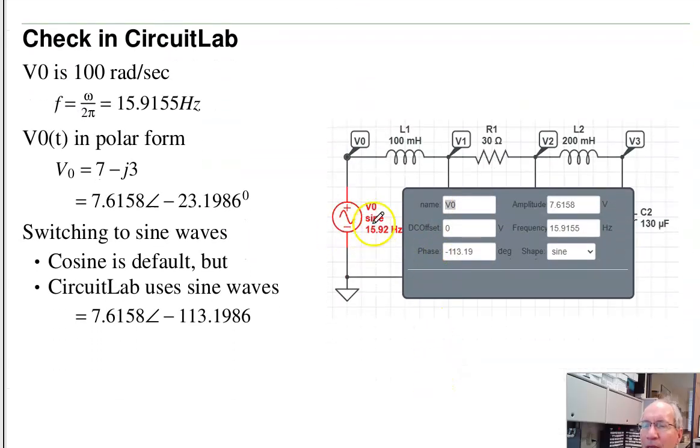In Circuit Lab, I'll make V0. I'll put it in polar form. The amplitude is 7.65. The phase shift is minus 23 degrees relative to cosine. Circuit Lab uses sines as the default. Sine is cosine. Sine minus 90 is cosine. So subtract 90, that gives the angle in terms of sine waves. That's my input. Frequency is 100 radians per second, 15.91 hertz. That's your V0.